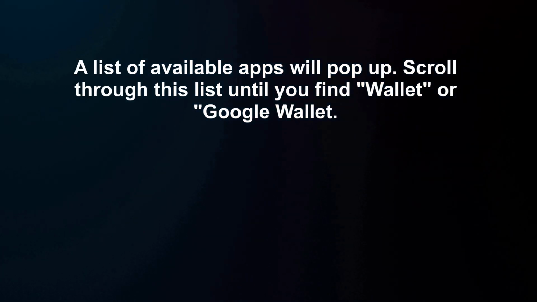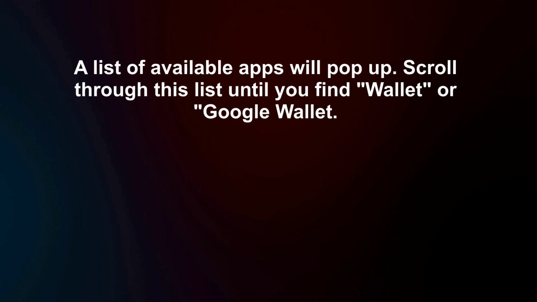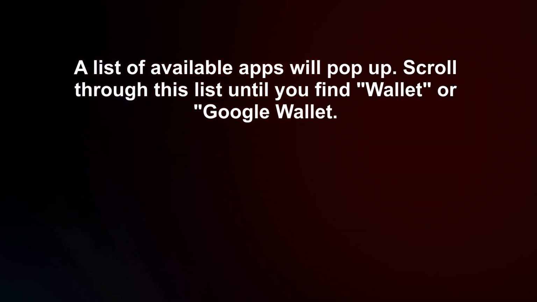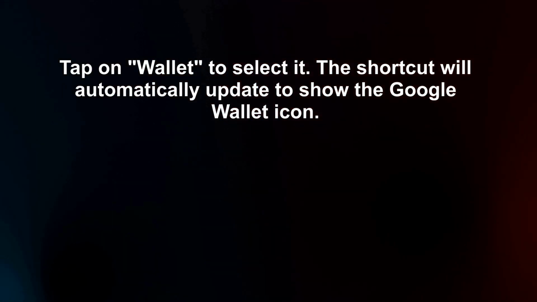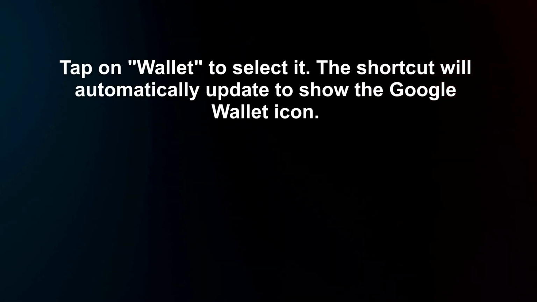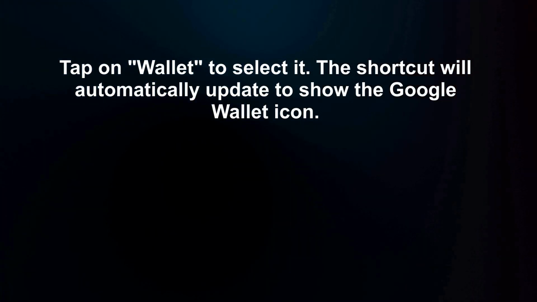A list of available apps will pop up. Scroll through this list until you find Wallet or Google Wallet. Tap on Wallet to select it. The shortcut will automatically update to show the Google Wallet icon.